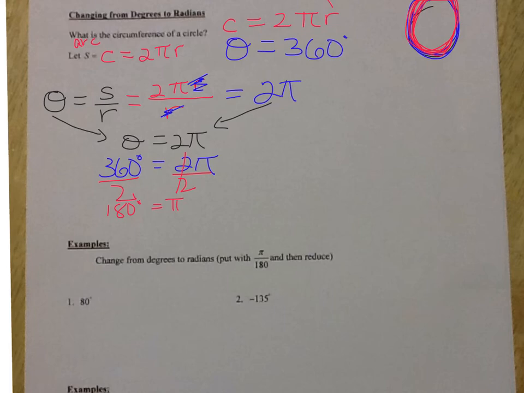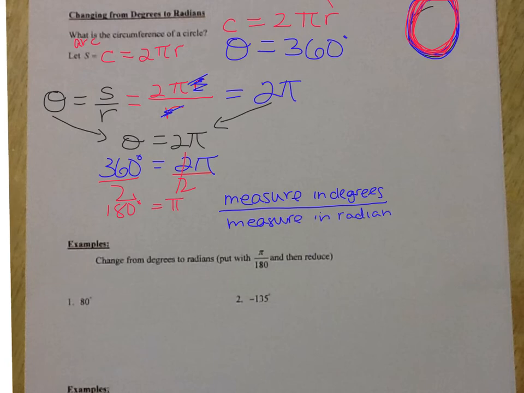So therefore, to figure out the measure of an angle in radians, you would do the measure in degrees over the measure in radians, and that's equal to 180 over pi. And then when we actually do problems like this, it really just comes out to being, to change from degrees to radians, you just put it with pi over 180 because of the cross multiplication.